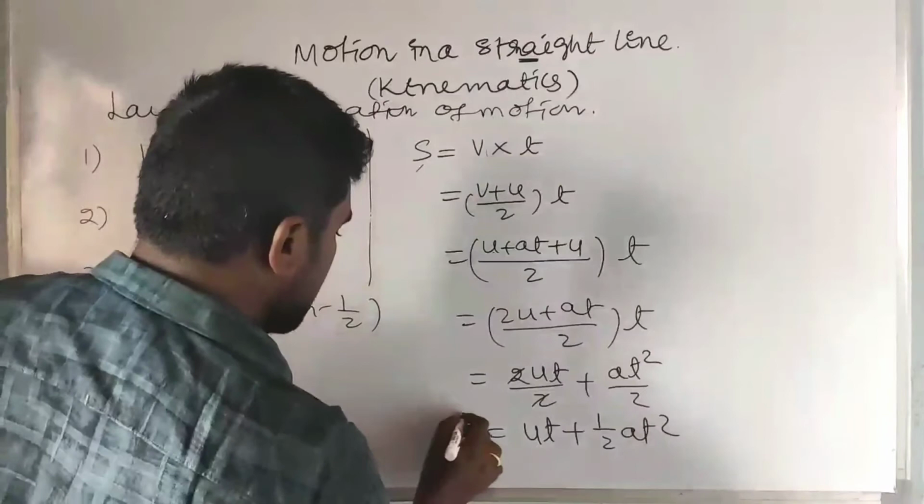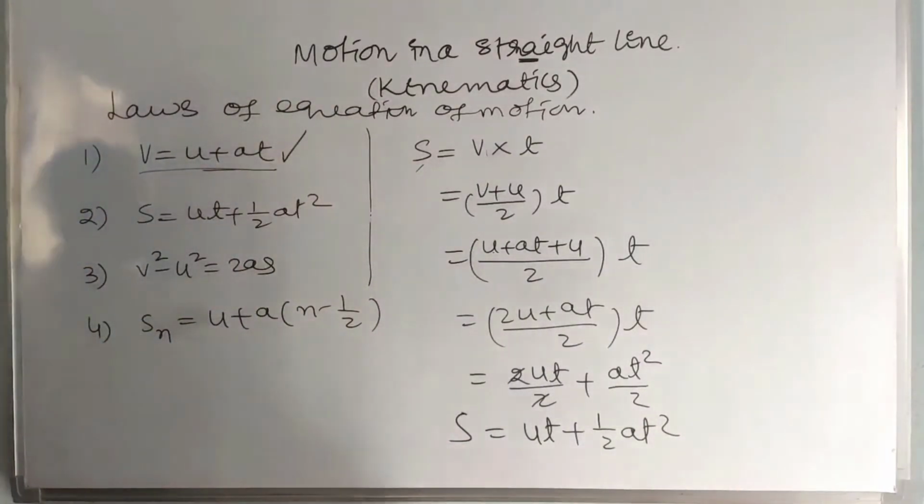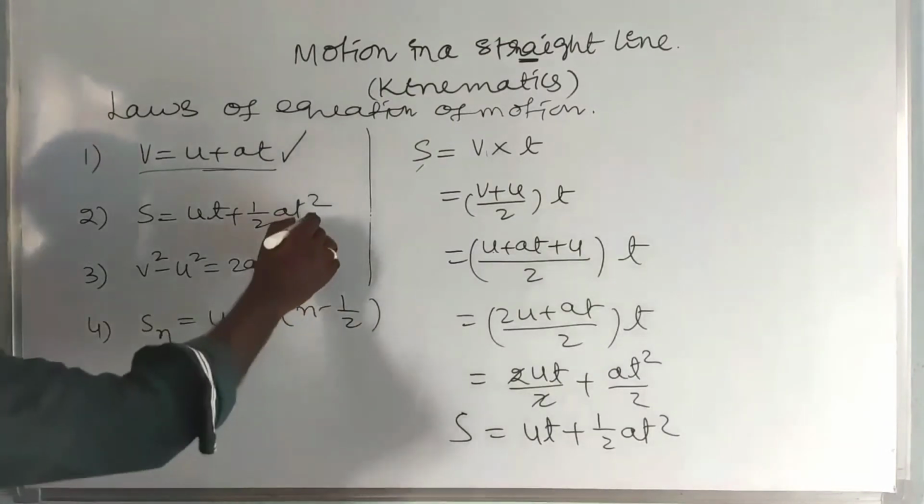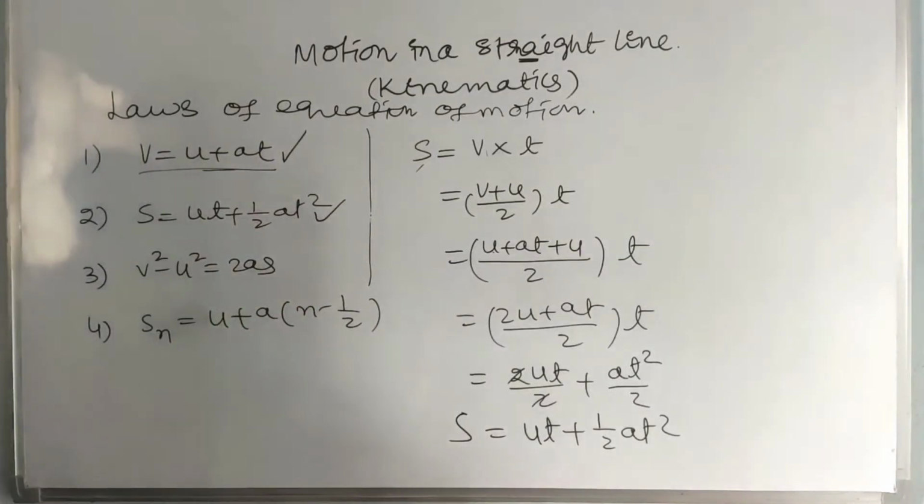This is nothing but S. S is UT plus half AT square. S equal to UT plus half AT square is the second derivation for the laws of equation of motion. Okay, now?